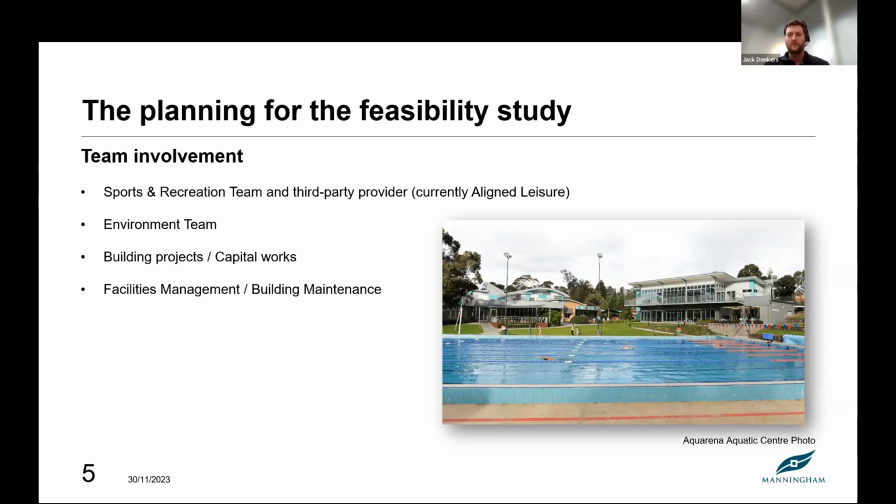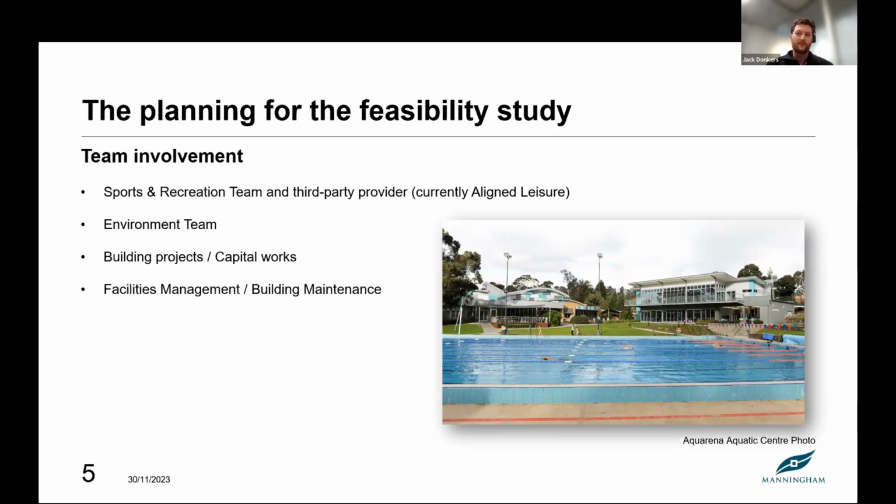We were sort of researching other councils' studies and looking at what they were doing in terms of where they were researching, who they were talking to internally and externally, and then using all that information for our study.